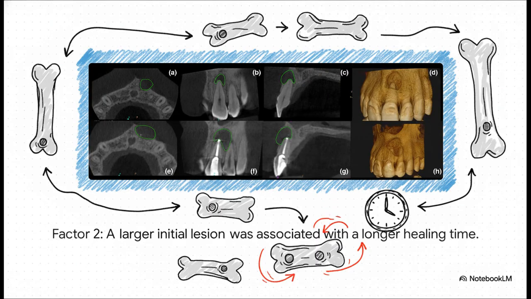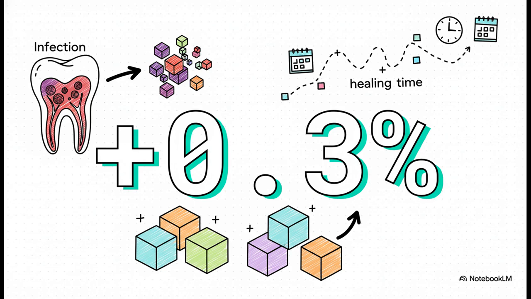The second key factor is one that just makes total sense when you think about it: how big the infection was to begin with. You know, a bigger hole in the ground just takes longer to fill. It's the same idea here. The more bone that was damaged by the infection, the more work your body has to put in to rebuild it. And again, thanks to those 3D scans, they could be incredibly precise. For every extra cubic millimeter of the lesion's starting size, the healing time increased by 0.3%. Now that sounds tiny, but these infections are made up of hundreds of cubic millimeters, so all those little percentages really start to add up and have a major impact.